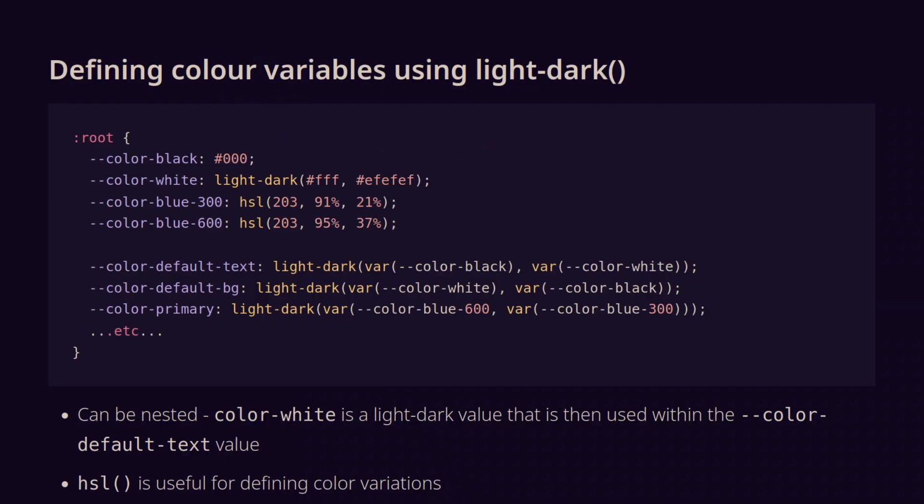So here's a little bit more robust example. We have our blacks, we have our white, which is already a light-dark value, using a brighter white for light mode and a little bit more of a light gray for dark mode. We have a couple of blues. I find that using HSL notation for doing colors in dark mode is really helpful, because then we can get a bunch of different variations of the colors, and we know that they're using the same hue, and just vary the saturation and lightness to get some different variations.